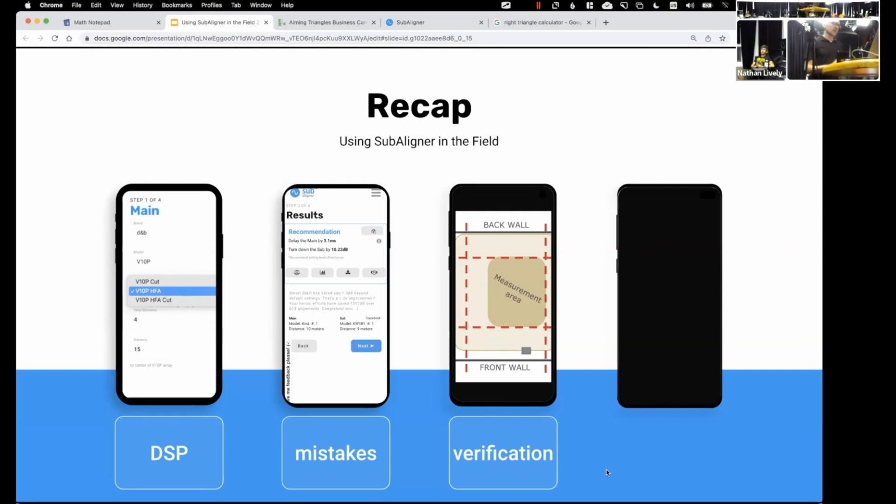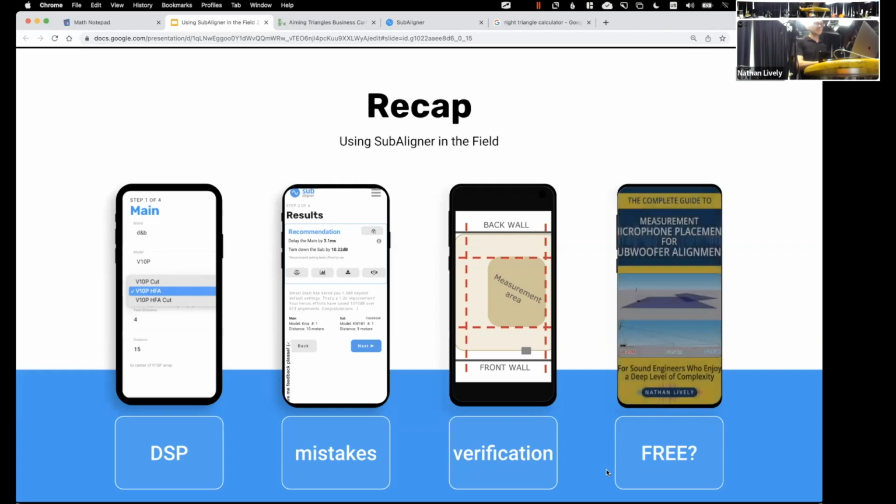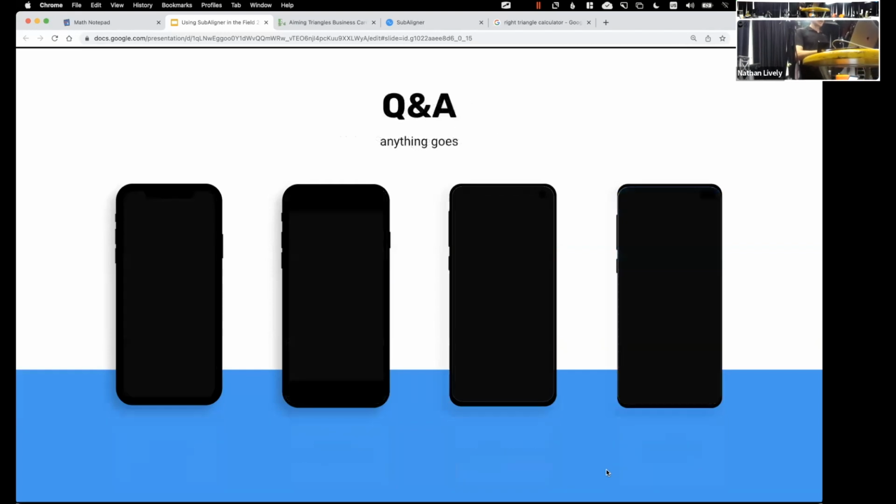Right. So that's another reason why ideally you do these tests ahead of time, either in modeling software or with the speakers in a free field, so you can prove to yourself that it actually works before you put them into a room. And then I gave you guys the guide. So any questions, and then we'll do some more demos.